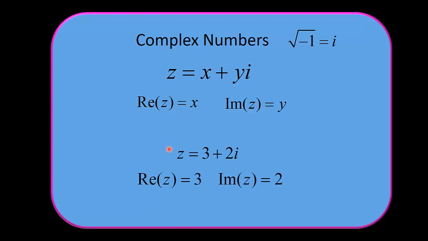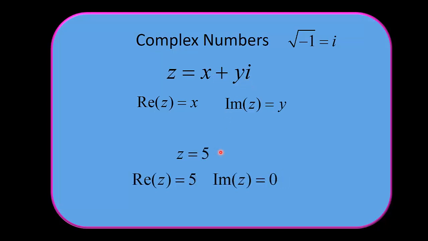So an example would be this. We have z equals 3 plus 2i. Here the real part is 3, the imaginary part is 2. Here's another one, -2i. Now notice here the real part is 0, the imaginary part is -2. You could have 0 for x. So in this case it would be like 0 plus -2i.